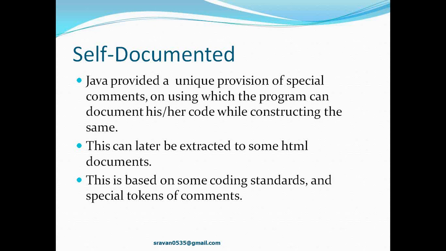So in that scenario, documentation is a very important thing. Documentation basically means we write some explanation along with the code. Java provides a unique provision of special comments, using which the programmer can document his or her code while constructing it. This can later be extracted as HTML documents. This is based on some coding standards and some special tokens of comments.